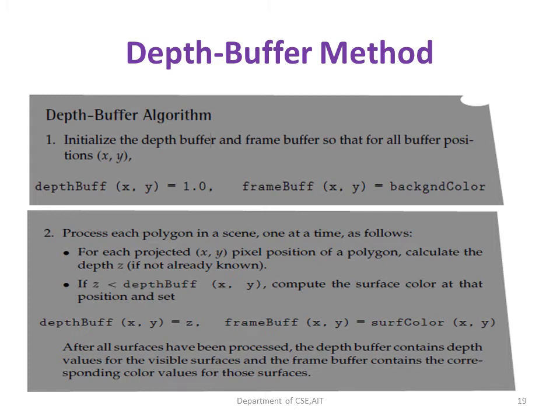Then the second step is where I process every polygon in the scene, one at a time. For every projected pixel position xy, I compute the depth. If that depth is less than the depth buffer value, I compute the surface color at that position and set z as the depth buffer value and the surface color as the frame buffer value. Similarly, I do this for all the points, and the depth buffer and the frame buffer are updated for every point in the scene.